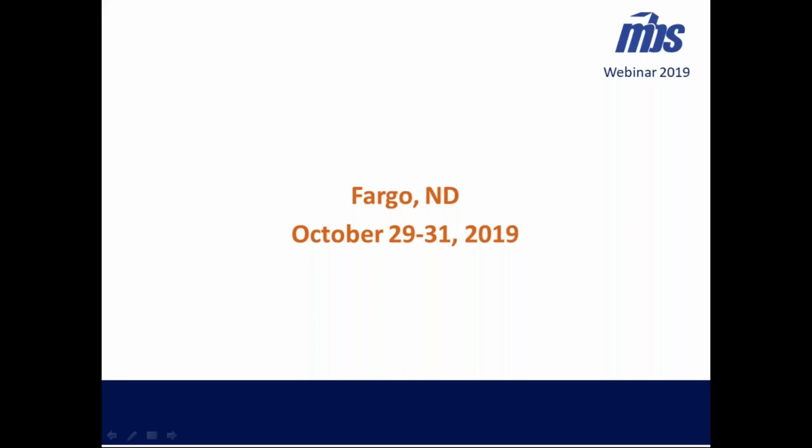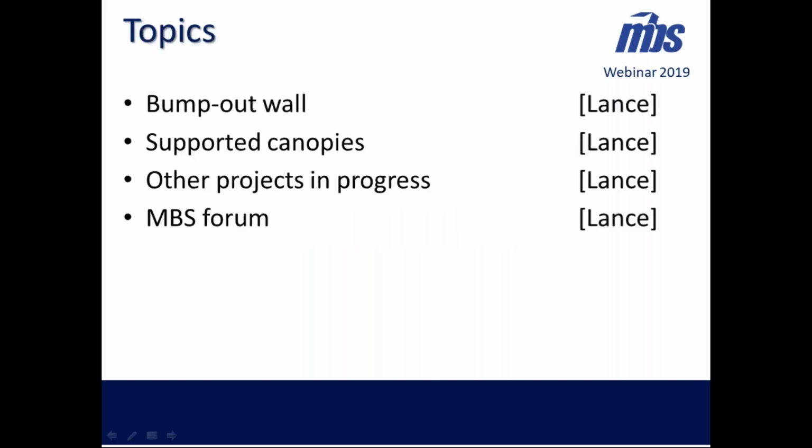So today we are going to be talking about various topics. We're going to talk about the bump out wall feature, which we introduced a couple years ago that we were looking into. We're going to talk about the supported canopies. And we're going to work on discussions about items that are in progress that you may not have heard about, or maybe you've heard a little bit of buzzwords about them. And we're going to talk about the MBS Forum site. So with that, we'll go ahead and go forward.